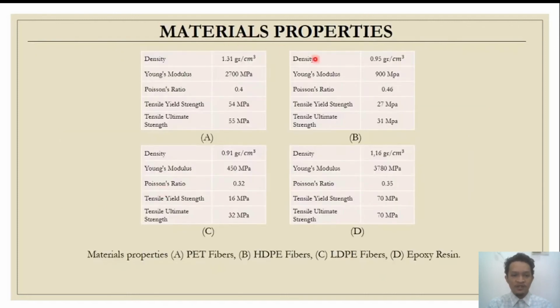Material properties. The material properties were needed for the simulation. The properties can be seen in Table A for PET, Table B for SDPE, Table C for LDPE, and Table D for resin.